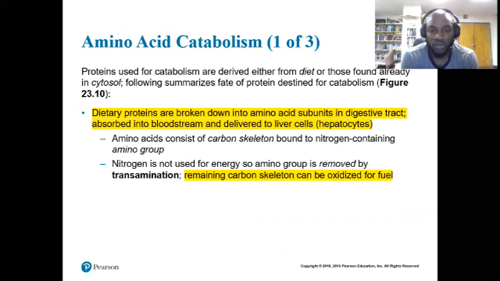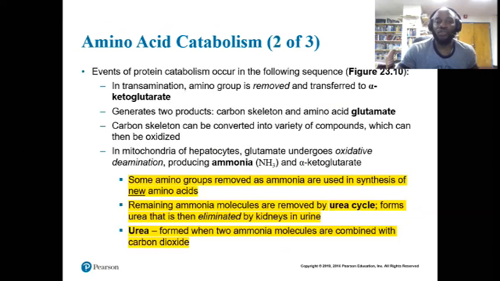Amino acids consist of a carbon skeleton bound to a nitrogen-containing amino group. The nitrogen is not used for energy. So the amino group, the NH3, is removed, and the remaining carbon skeleton can be oxidized, with electrons removed for fuel. These are the events that happen.